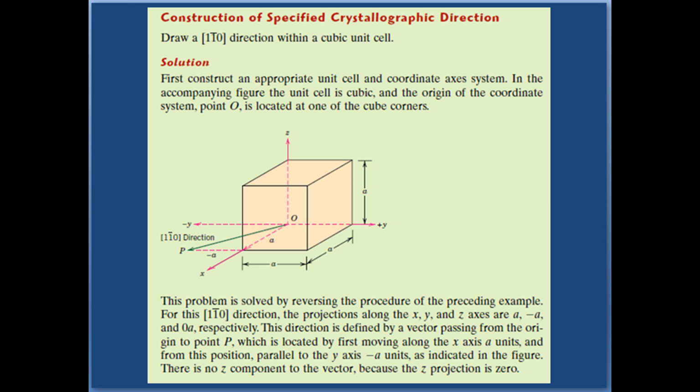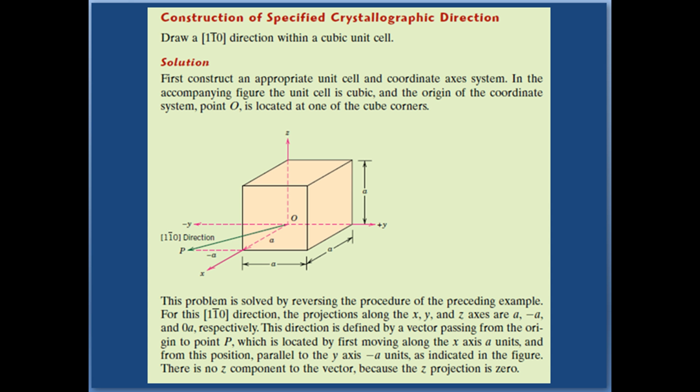The second step is that the length of the vector projection on each of the three axes is determined. These are measured in terms of unit cell dimensions a, b and c. Then the third step, these three numbers are multiplied or divided by a common factor to reduce them to the smallest integer values. And the fourth step is that the three indices, not separated by commas, are enclosed in square brackets.